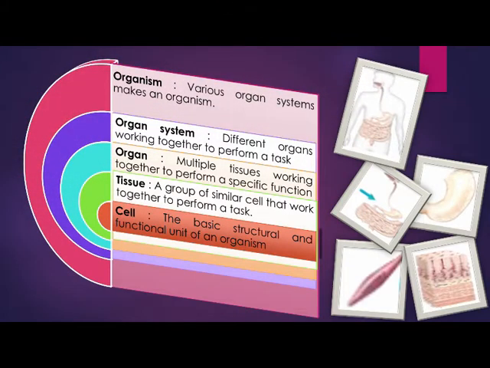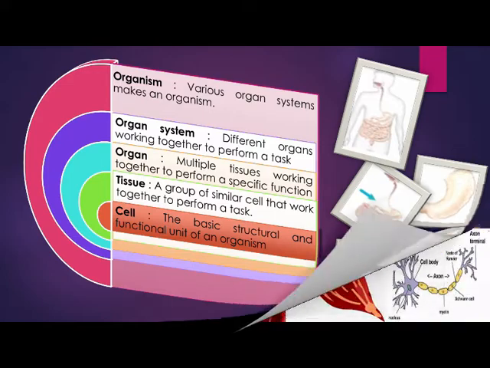Now, what you can see on the screen is all about the organization of cells in a multicellular organism. First of all is the cell. Cell is the basic structural and functional unit of an organism. When these cells are combined, a tissue is made. Tissue is a group of similar cells that work together to perform a task. And organs: when multiple tissues work together to perform a specific function, an organ is made. Organ system is when different organs work together to perform a special task. Organism: when various organ systems combine, they make an organism.